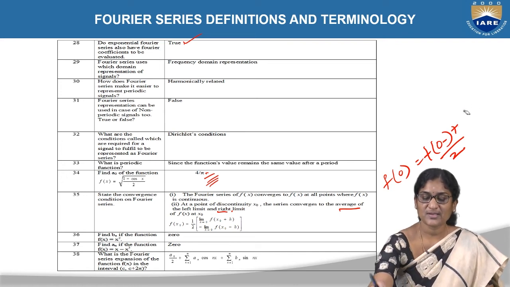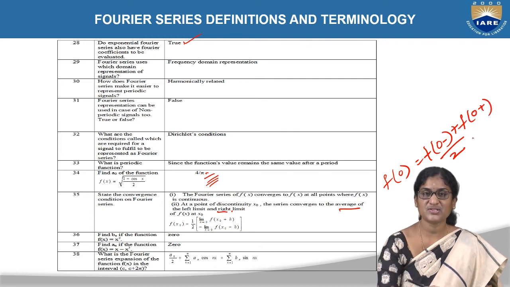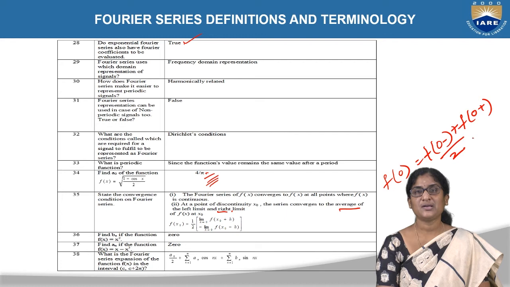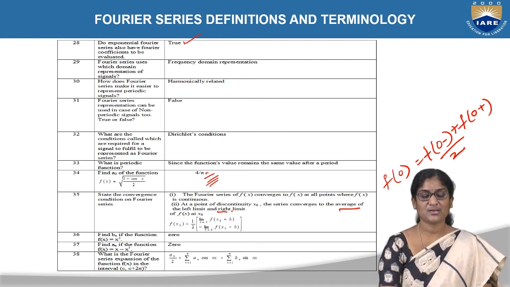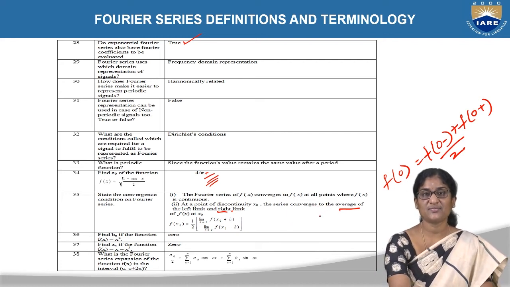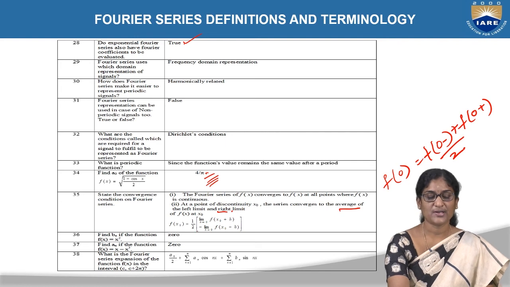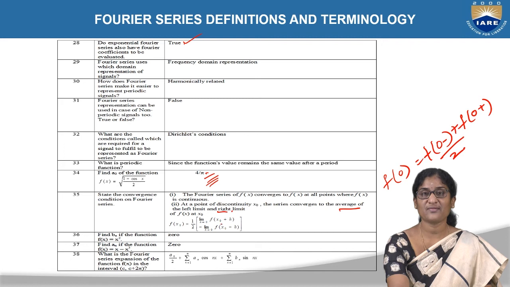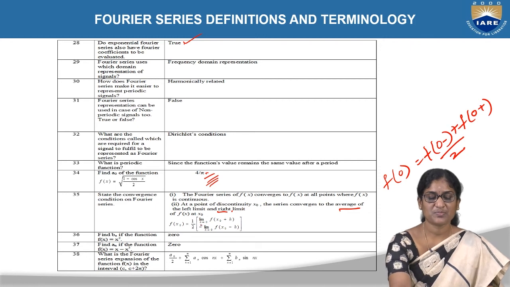So at the point of discontinuity, the average of these two has to be taken. The series converges at the discontinuous point, and therefore f of x is equal to half into the limit as h tends to 0 of f of x plus h, plus the limit as h tends to 0 of f of x minus h. This is the plus value.